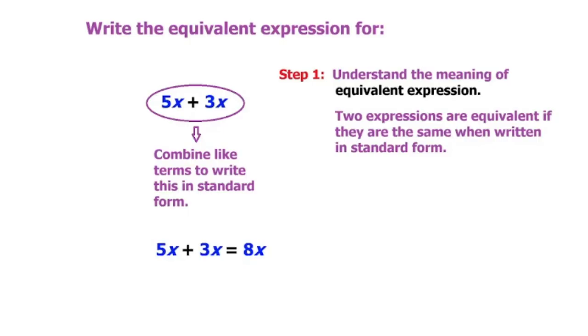So 5x plus 3x equals 8x. We just add up all the terms that are the same. And because there's 5 of these and 3 of these, when we add them up, they become 8x.